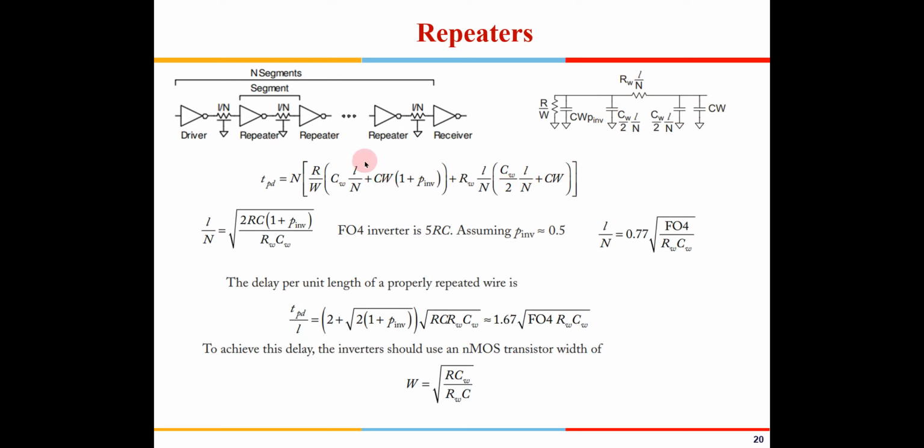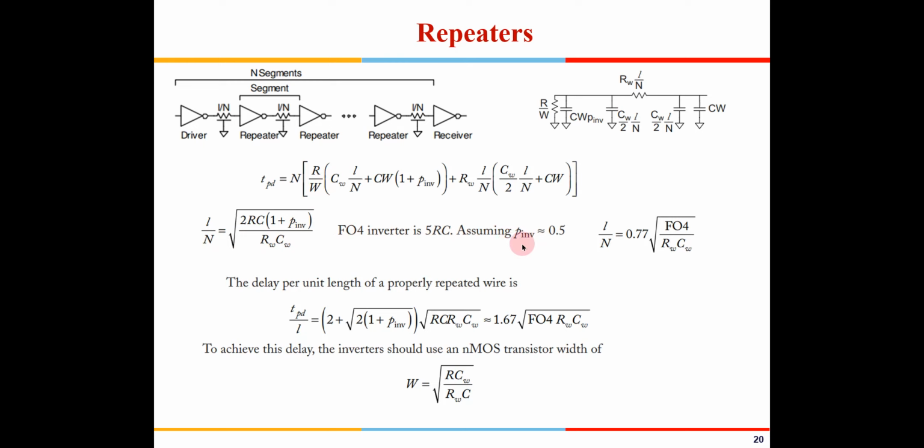Now what they have done in the textbook is assumed N to be a variable and W also to be a variable, and they have differentiated it and equated it to 0 to find out the optimum number of stages for a given length of wire. So they came up with this formula out here, with L divided by N. This is the formula which can be used to compute the total number of inverters which need to be inserted. So N can be computed by using this formula.